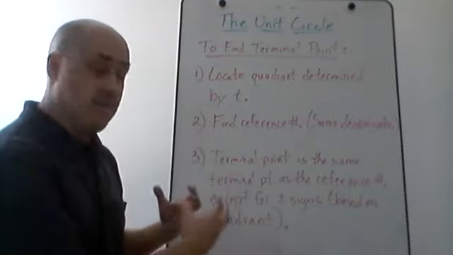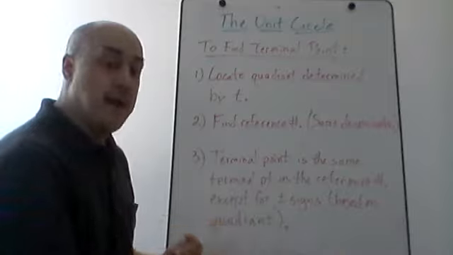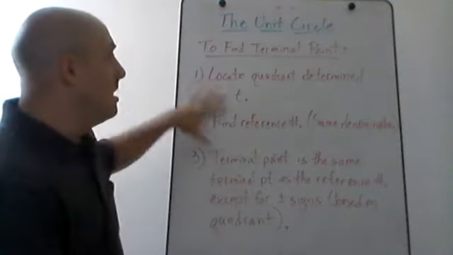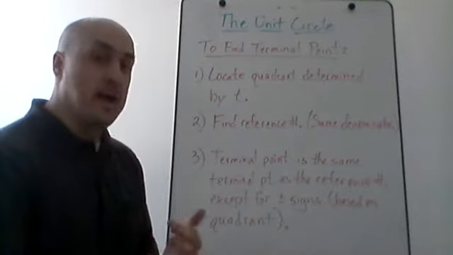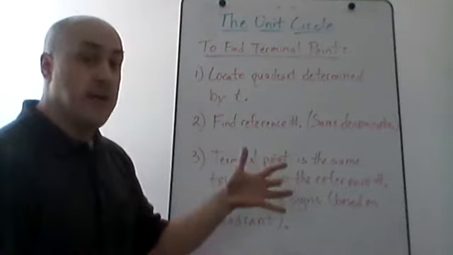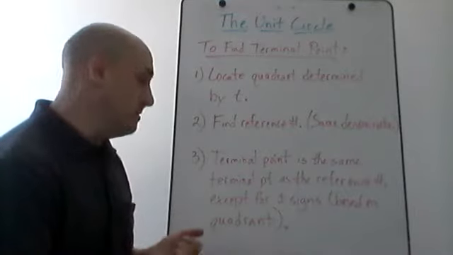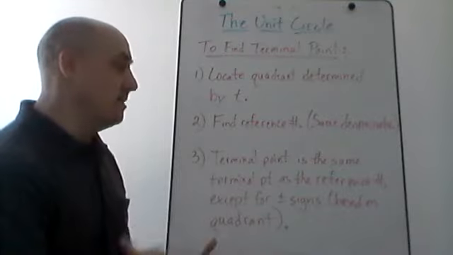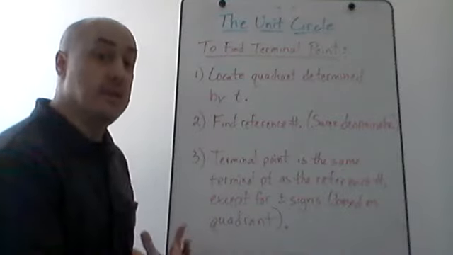If we're in quadrant 3, then both the x and the y are negative, so I just make them both negative, and then I've got my terminal point. So those are the basics for finding a terminal point. Locate our quadrant, get the reference number, use the trig hand if we need to get the terminal point for that reference number, and then we may have to switch the signs, the positives and negatives, to get the terminal point for the t value that we're given.